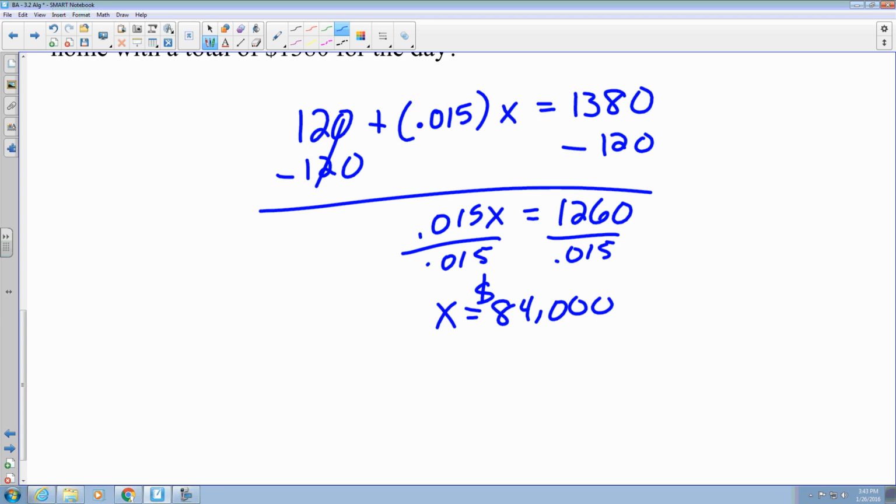And that is being able to solve two-step equations. Hope this helps. Until next time.